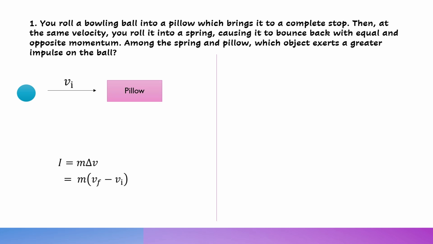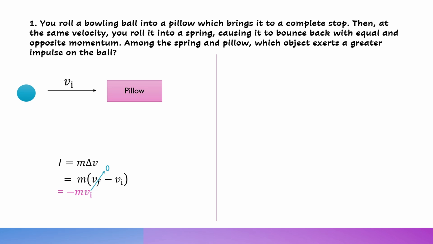So we don't know what the mass of the ball is, and we don't know what the initial velocity of the ball is, but we do know the final velocity of the ball is equal to 0 meters per second because the question says it comes to a complete stop. So this simplifies our formula for impulse to negative m times vi. So although we have not calculated a numerical value for impulse, we do have a simplified expression for it, which can still be used to compare the relative impulses that the two objects impart.